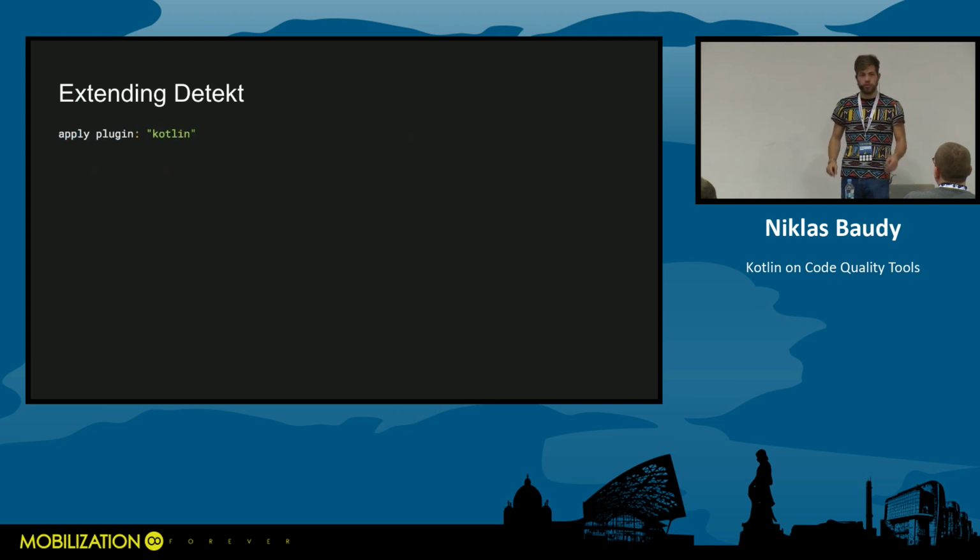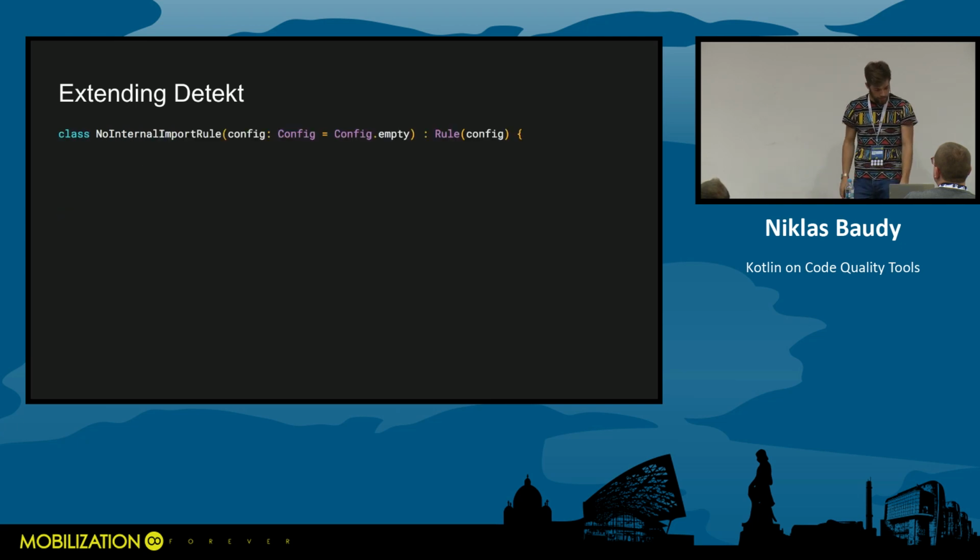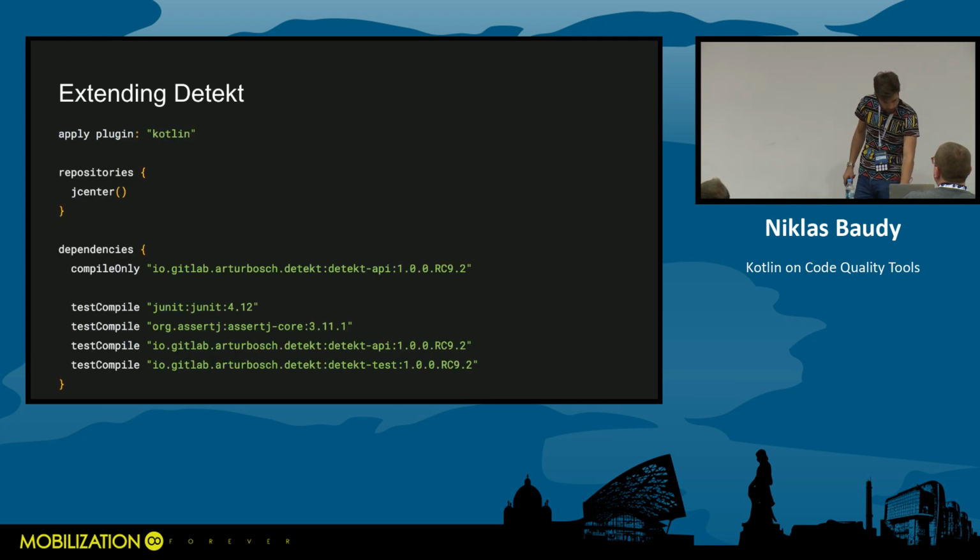The first thing we need to do is create a new module. We apply the Kotlin plugin. And then again, the JSON repository in order to get the dependency. Detekt has its own API as an artifact that we're going to be using, and then they also provide testing functionality.